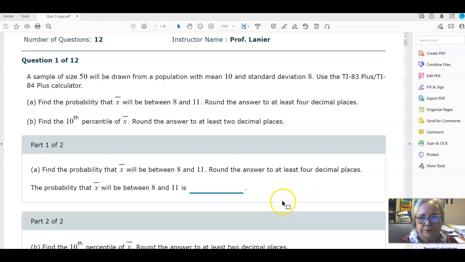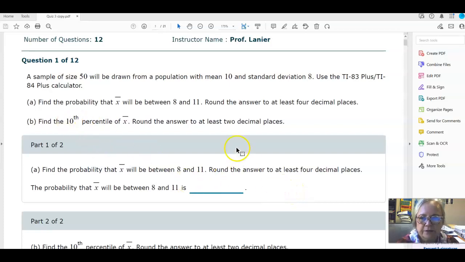In this video, we will review questions from quiz 3. The review will have two parts. The first part is over sections 7.3, 7.4, and 7.6, and then we will talk in the second part about constructing confidence intervals. So let's get started.